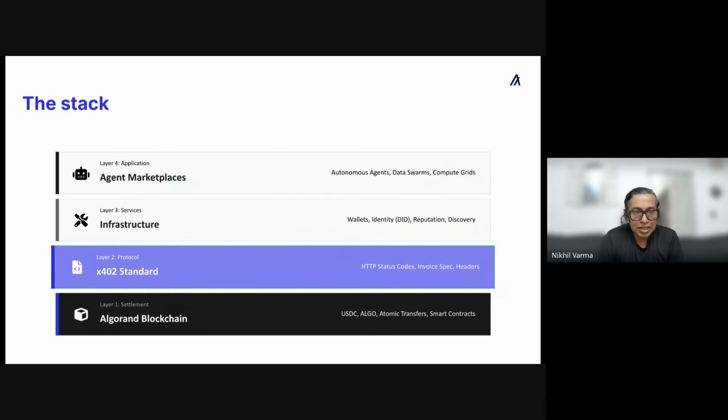So essentially, what does the stack look like? This is at layer one. At layer one, Algorand provides the settlement with USDC, Algo, atomic transfers, and smart contracts.